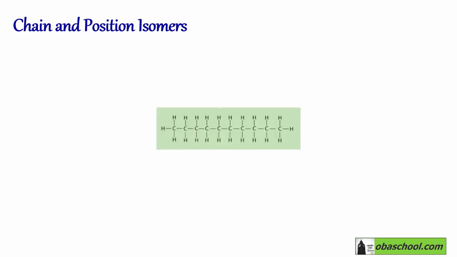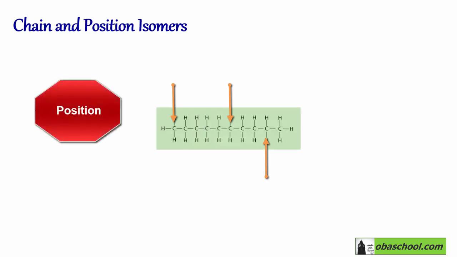In this tutorial, we will be talking about chain and position isomers. When we have more than 3 carbon atoms in a hydrocarbon chain, we need to specify where a side chain, a branch, or a functional group is located on the main chain. So we will need to specify the position at which the functional group or the branch is attached. And by the position, we mean at which carbon atom of the main chain.